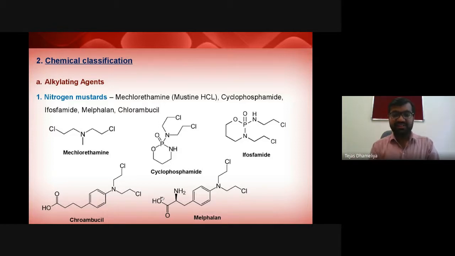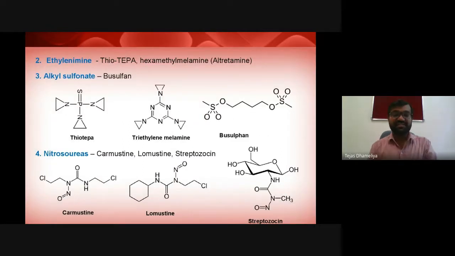Melphalan is another alkylating agent, based upon the phenylalanine amino acid. Then we have seen some other classes, ethylenimines such as thiotepa. Basically, an aziridine three-membered ring is present in its structure, and that possesses anti-cancer activity. Triethylenemelamine and busulfan. Busulfan is basically a sulfonate derivative, and triethylenemelamine possesses the 1,3,5-triazine, or we can call triazine, as a nucleus in its structure.